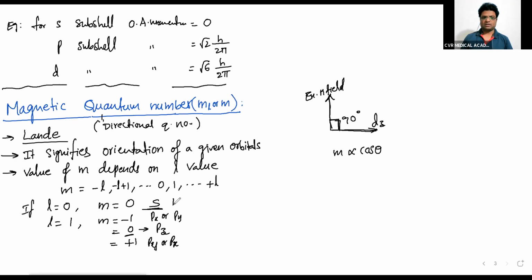In the P subshell, let me write in box configuration. There are 3 p orbitals. One gets minus 1, one gets 0, and the other gets plus 1. In the S subshell there is no choice, it is always 0. In the P subshell, the 3 p orbitals will get 3 different values: one gets 0, one gets minus 1, and the other gets plus 1.